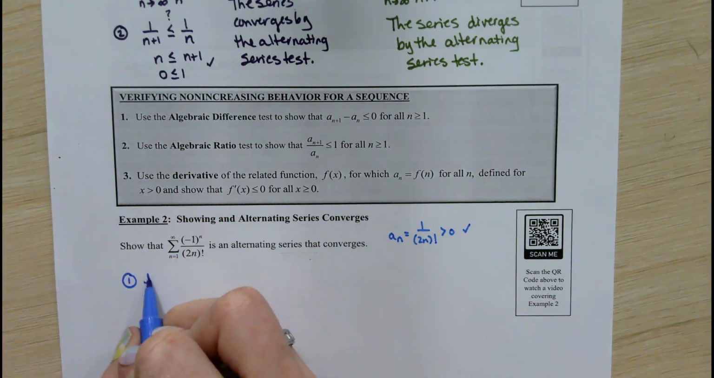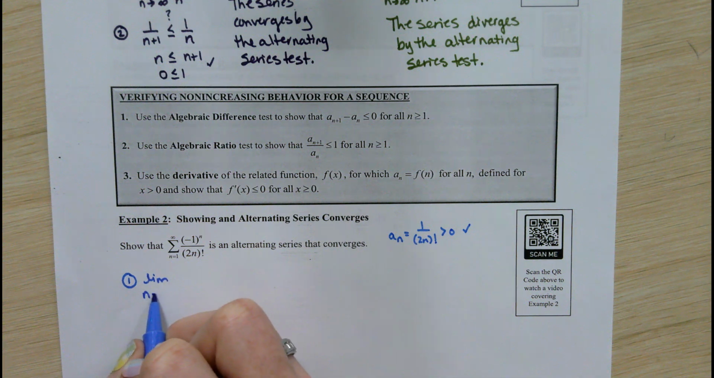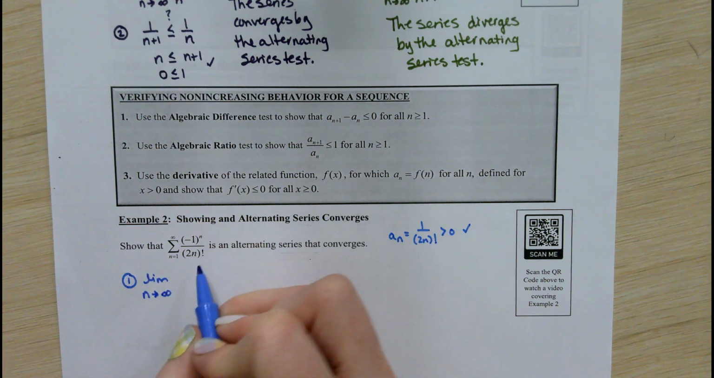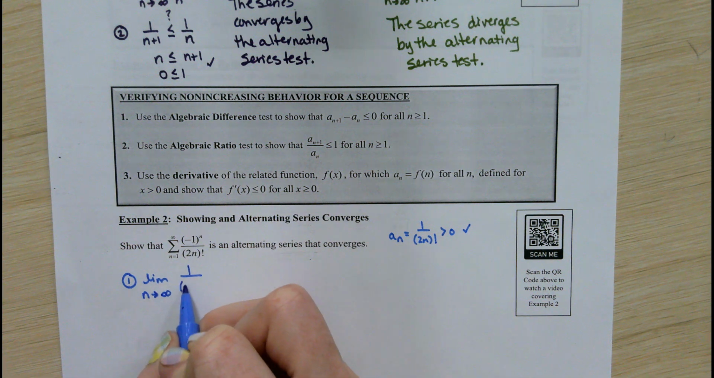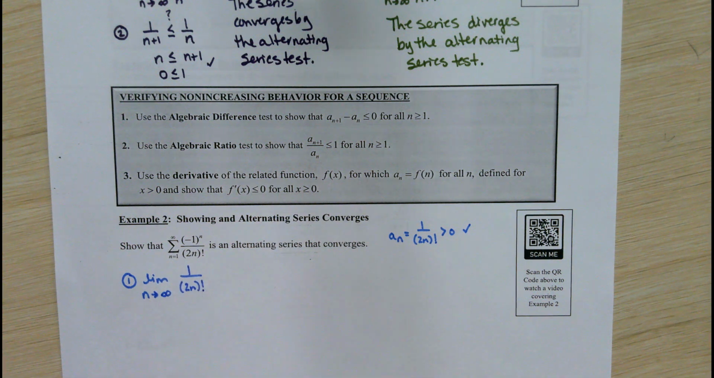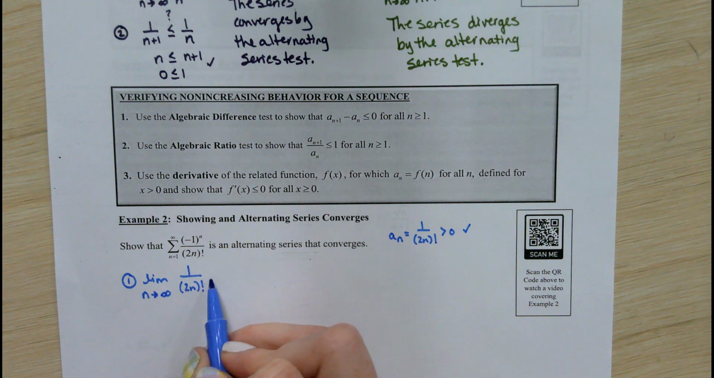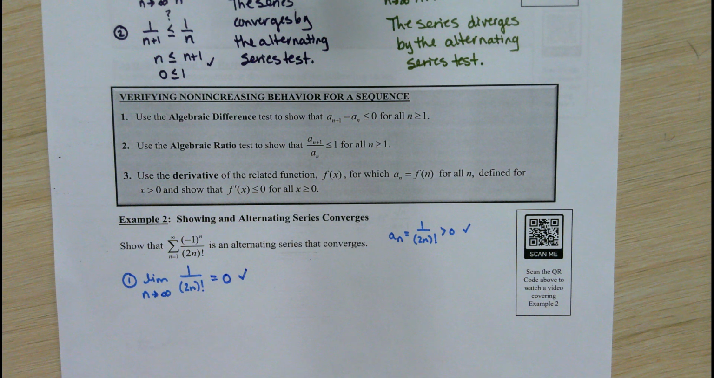So up first, I need to think about the limit as n approaches infinity of this series, but with the alternating component removed. So just the 1 over 2n factorial part of that. 2n factorial as n approaches infinity is going to grow without bound, and 1 divided by a very, very large number is going to approach 0. So we have met our criteria for that first portion of the alternating series test.